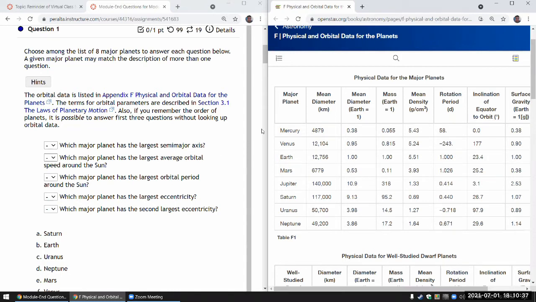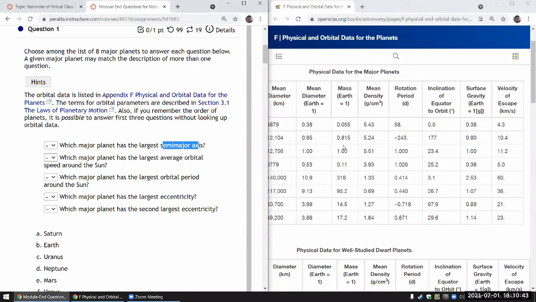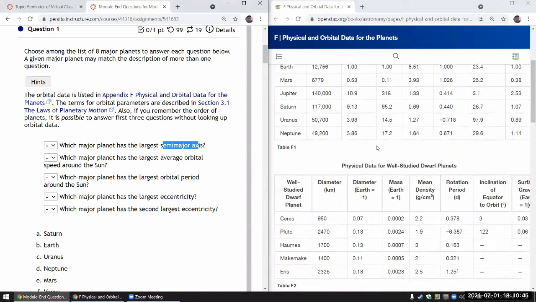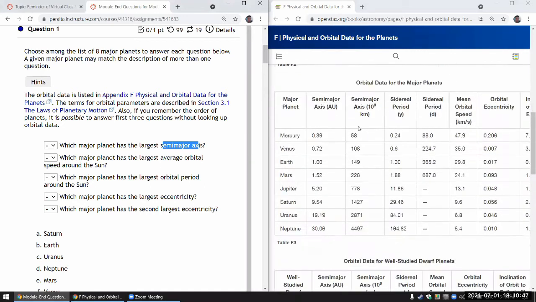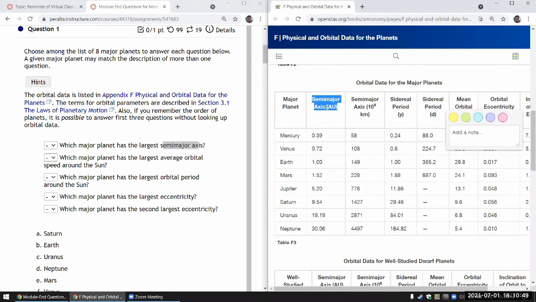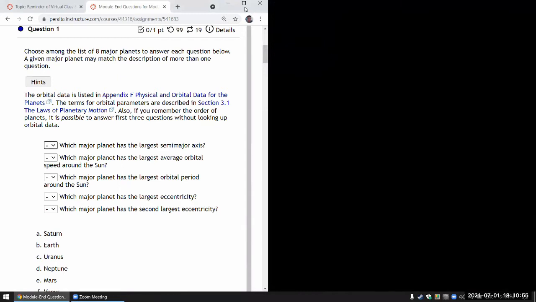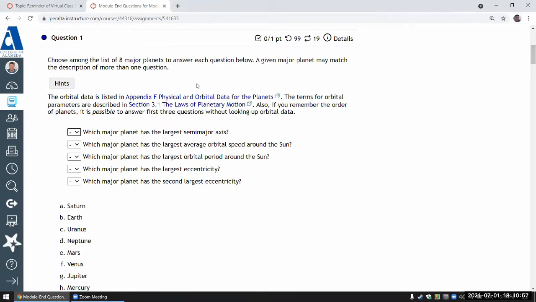And most of these, like what they're looking for, semi-major axis, should be directly listed. So that's physical data. There should be an orbital data section. They tell you semi-major axis. So I encourage you to do that. Right now I will just try answering this without looking up and without much of an explanation. I'll just quickly do it.